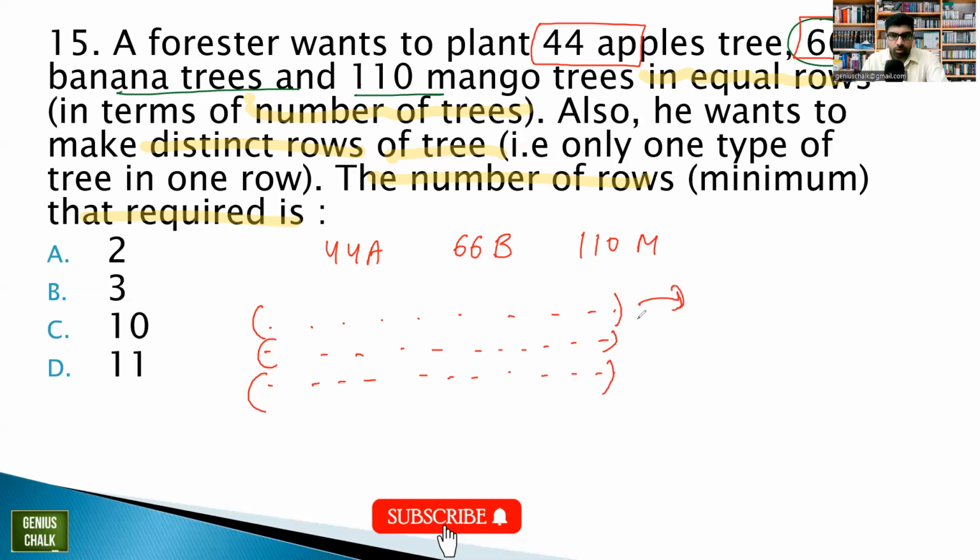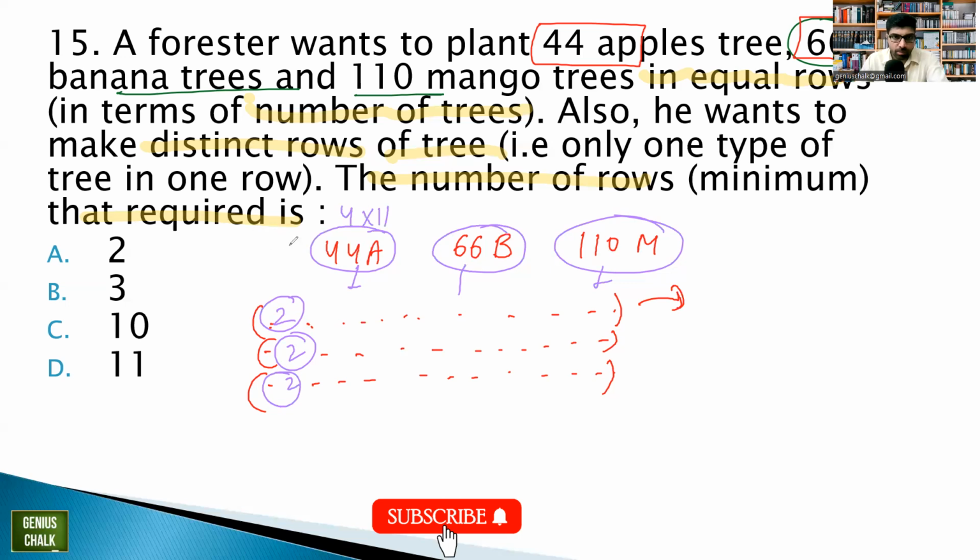Equal rows in terms of number of trees means the number of trees in each row should be the same. Suppose I ask, what is the least number or the maximum number which is a factor of all? Suppose I take 2. Yes, I can take 2 also. So if I take 2 trees here, then 2 trees here, then 2 trees here, like this. Is there any number more than 2? If you factorize it, you will get.